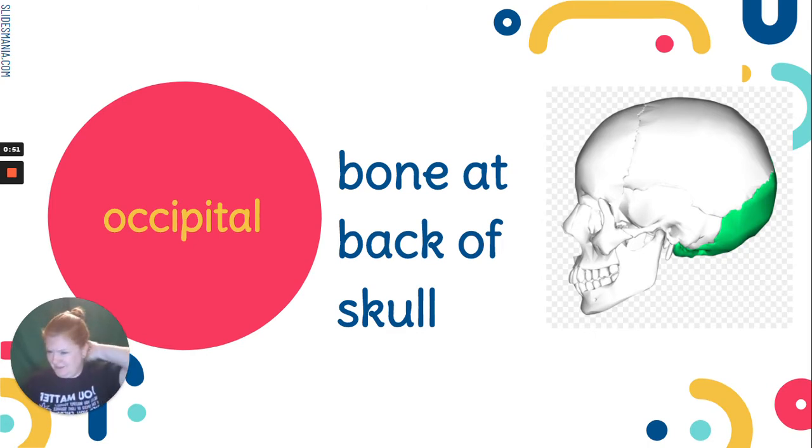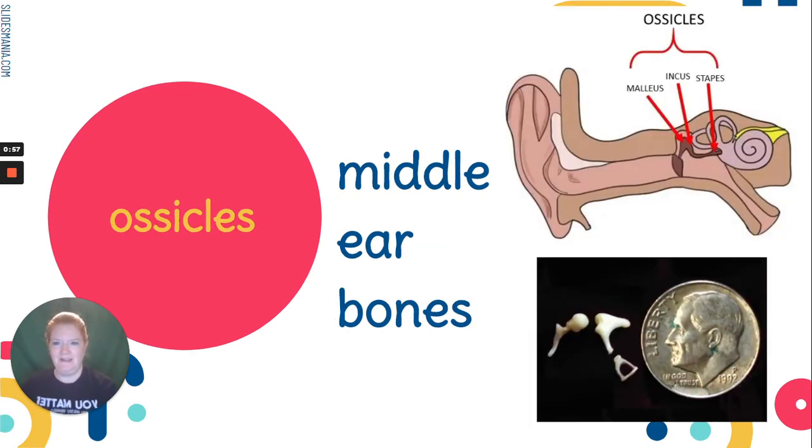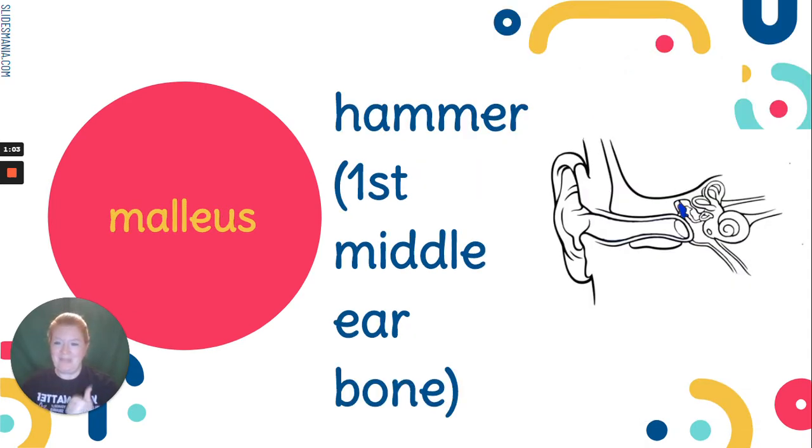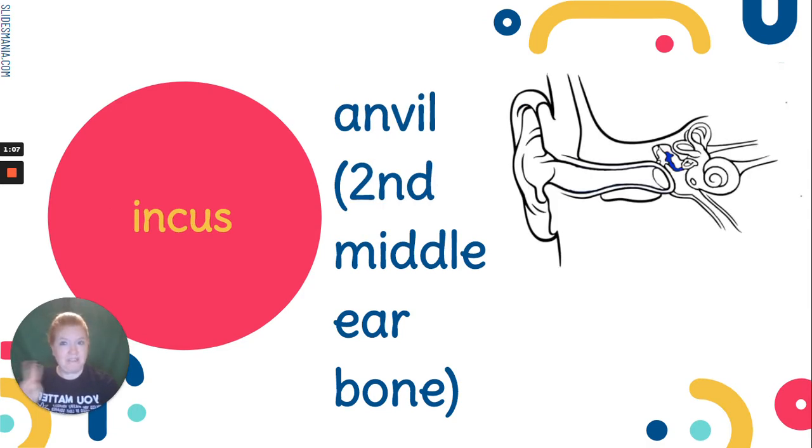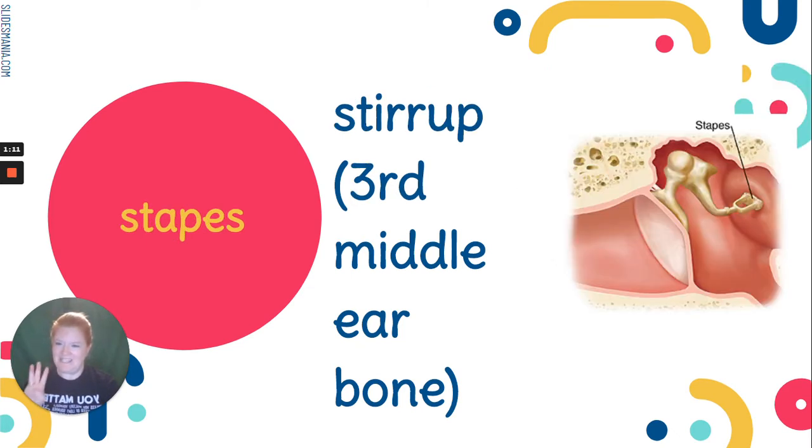That's the one where if you hit this part, you might see stars because that's where the vision section of your brain is. Ossicles, those are your middle ear bones. There are 3, and look how tiny they are. We have the malleus, which is the hammer, that comes first. The incus, which is the anvil, that comes second. And stapes, that's the stirrup, that comes third.